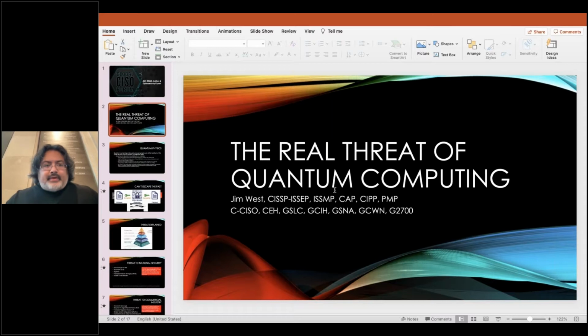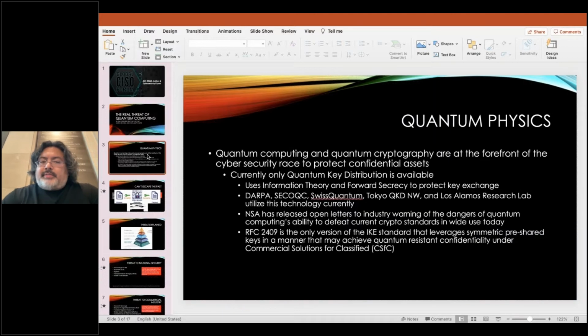So the real threat of quantum computing. Let me get right into the details of this. We're dealing with quantum physics. Quantum computing and quantum cryptography are at the forefront of the cybersecurity race to protect confidential assets. Currently, QKD, or quantum key distribution, is available. We are seeing advancements in quantum computing pretty much on a week-by-week basis. I think quantum computing makes the news significantly every couple of weeks. There have been some recent breakthroughs with the size of quantum computers, with a particular company releasing some media in the past couple of weeks. So we're going to see more and more news of quantum computing as we move forward.